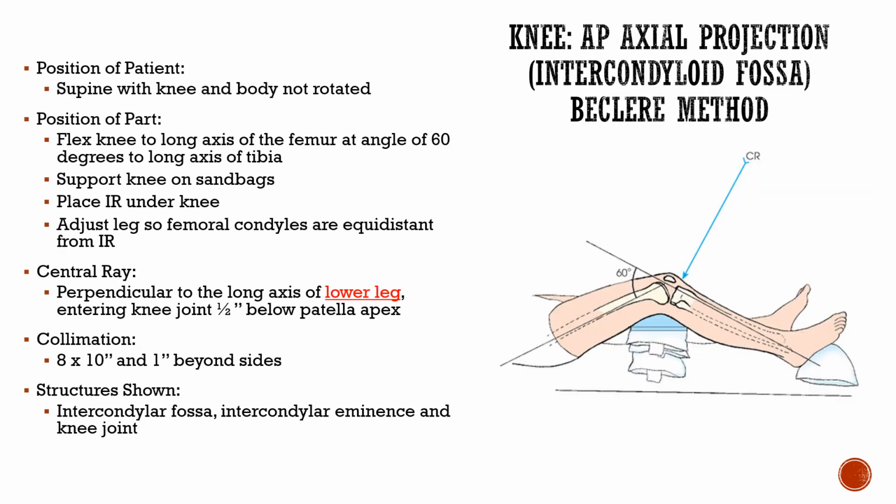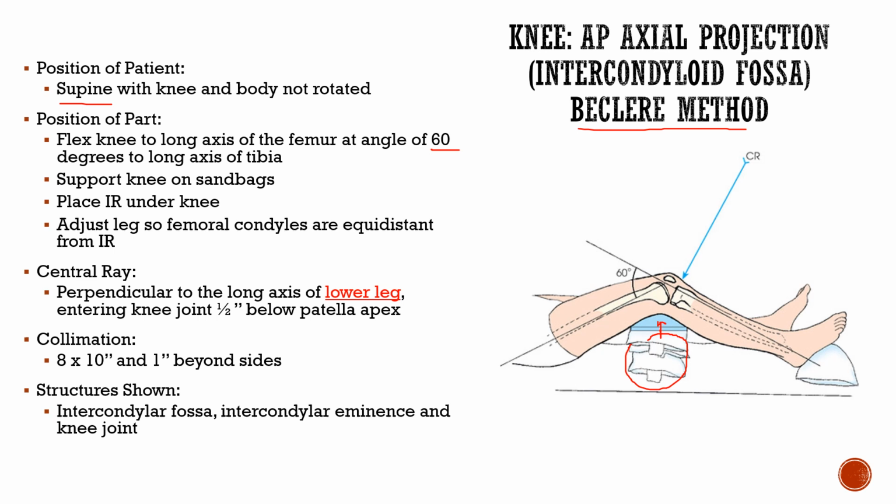Another option is the AP axial projection for the intercondyloid fossa, Beclaire method. With this one, we're going to have the patient supine. So it's an AP axial projection. We're going to flex the knee to approximately 60 degrees to the long axis of the tibia. We're going to support the knee on sandbags, which can be shown here, and we're going to place the image receptor under the knee. We're going to adjust so that the femoral condyles are equidistant from the image receptor. We're going to center perpendicular to the long axis of the lower leg, entering 1/2 inch below the patellar apex.